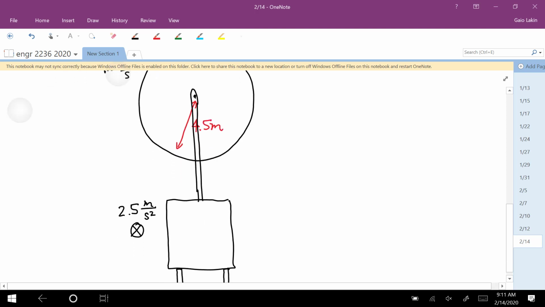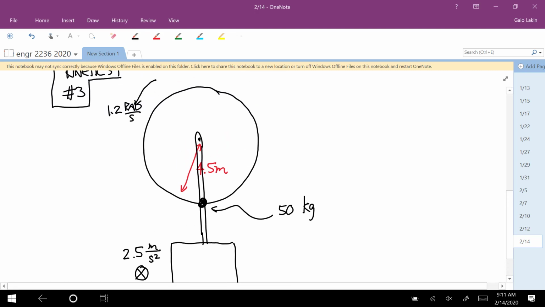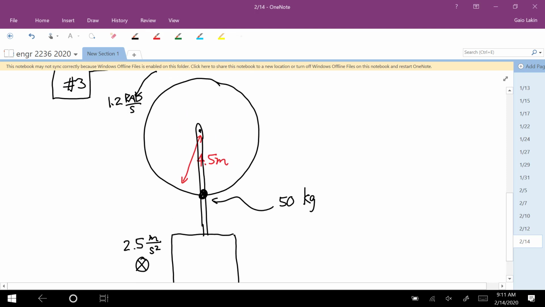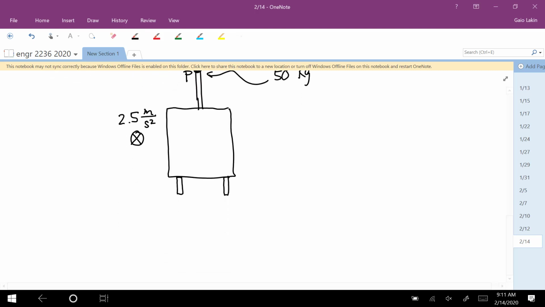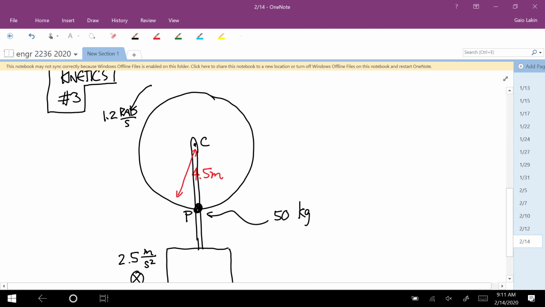And there's a 50 kilogram passenger here. We want to calculate the net force. So if you think of this P as the passenger and this C as the center, we can think of the acceleration of the passenger. Let's choose a coordinate system too. So let's go X, Y, and then Z coming out.